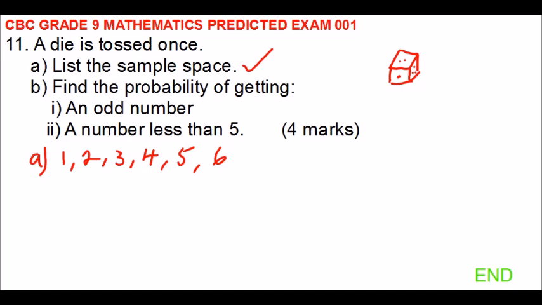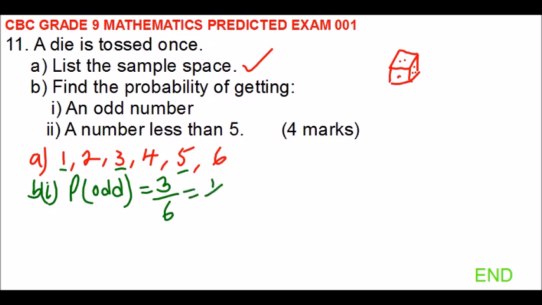Find the probability of getting an odd number. An odd number is a number that is not divisible by 2. So we have 1, 3, and 5. So B Roman 1, probability of getting an odd number. That is how we write the probability, is equal to how many numbers do we have? We have 3, out of how many numbers? 6 numbers. When you simplify, you get a half.